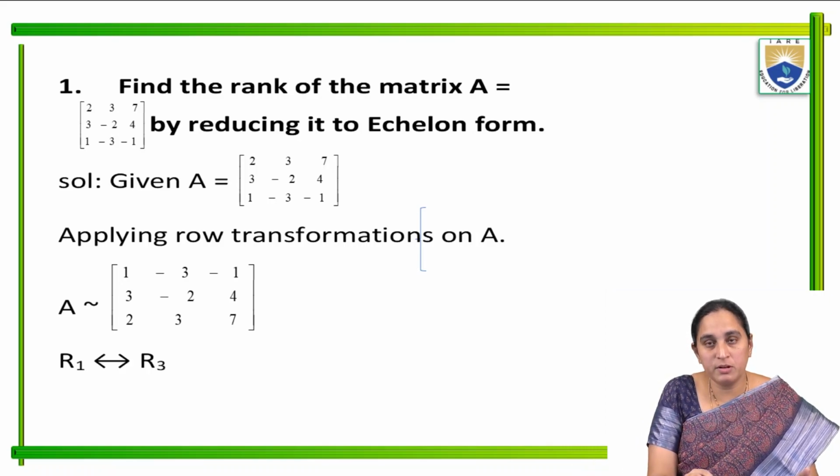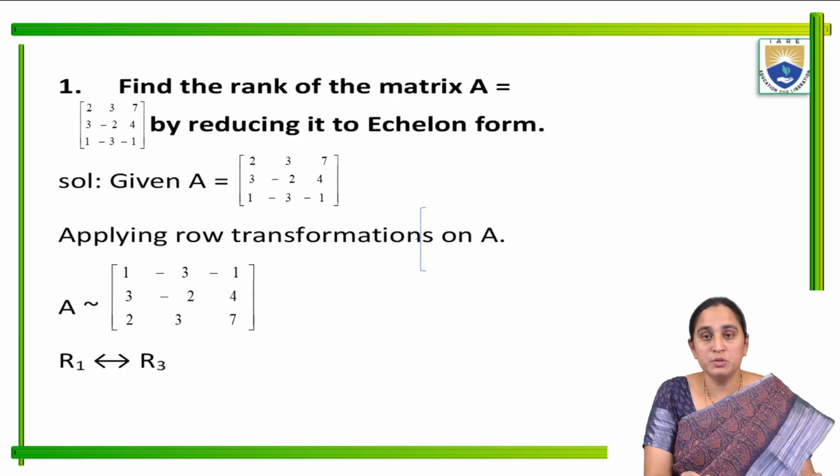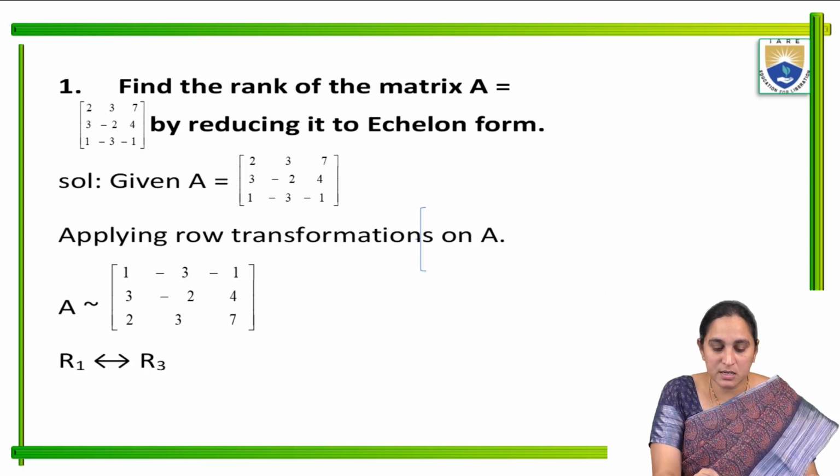Here, what is the given matrix? 2, 3, 7; 3, -2, 4; and 1, -3, -1. This is the given matrix. I am applying the row operations for that. Observe the definition: what about the second condition? The first row's first element should be equal to 1. Is the first element of the first row equal to 1? No. But the possibility is there in the third row.